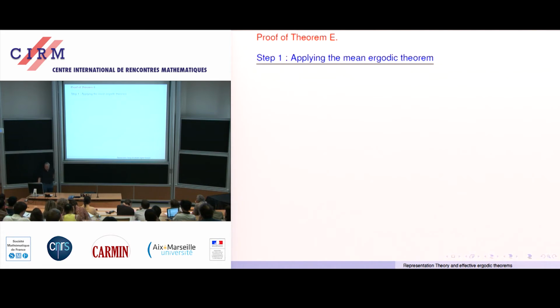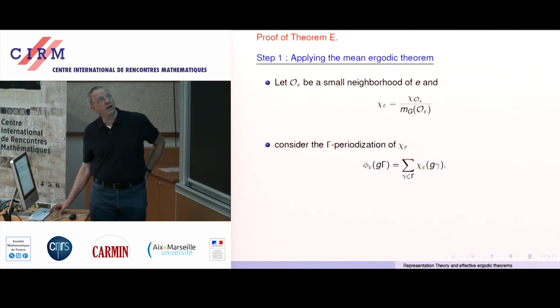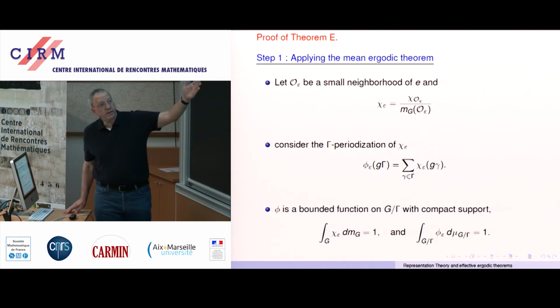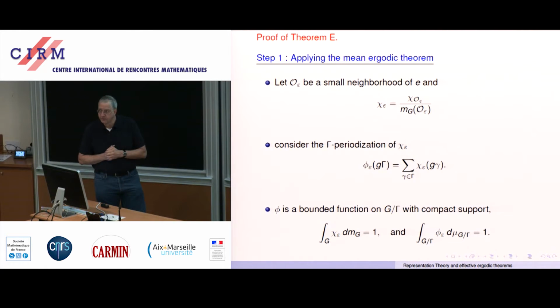Okay, so the first step we had is that we apply the mean ergodic theorem. This is very, very simple. We take a small neighborhood of the identity and we look at the normalized characteristic function chi epsilon. We consider the gamma periodization of chi epsilon. We sum over the values of its translates. And we end up with a small bounded function on G mod gamma with compact support near the coset of gamma. And it has integral 1.